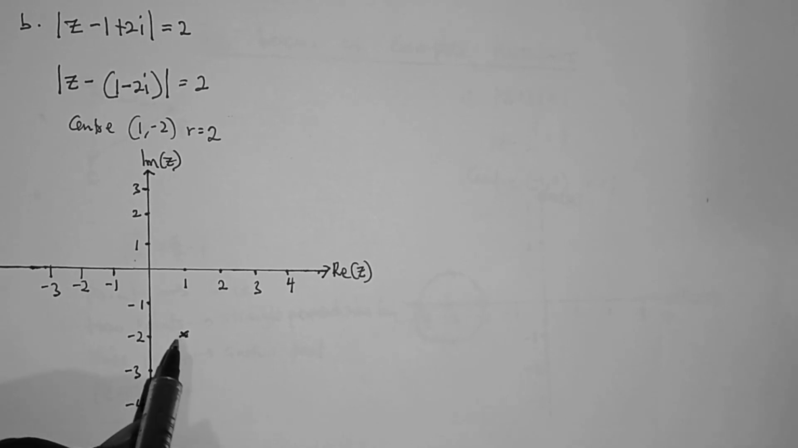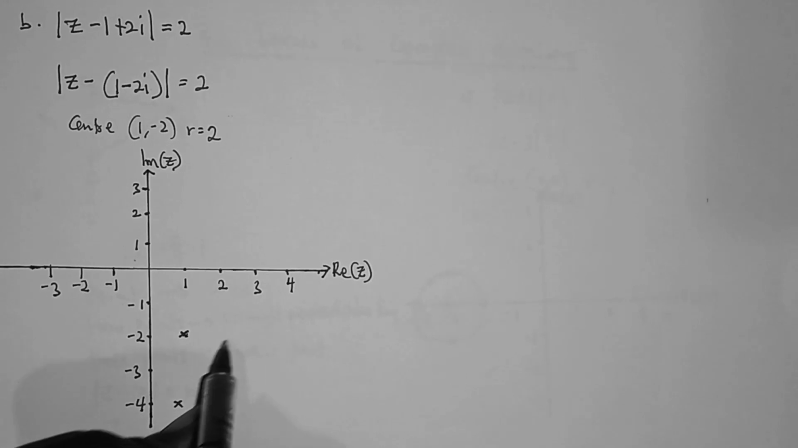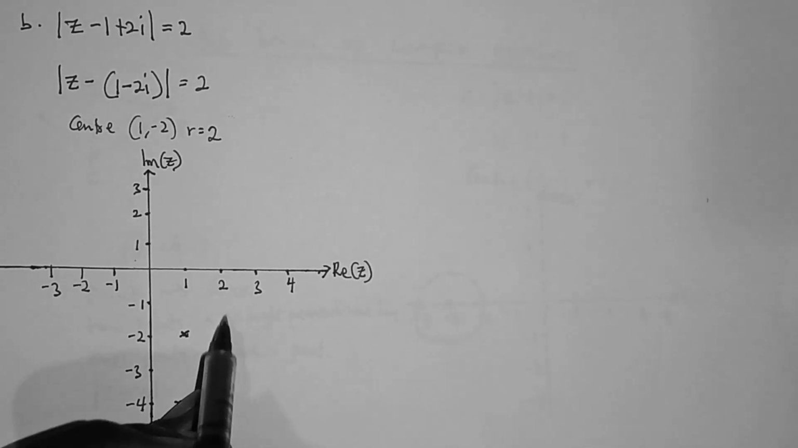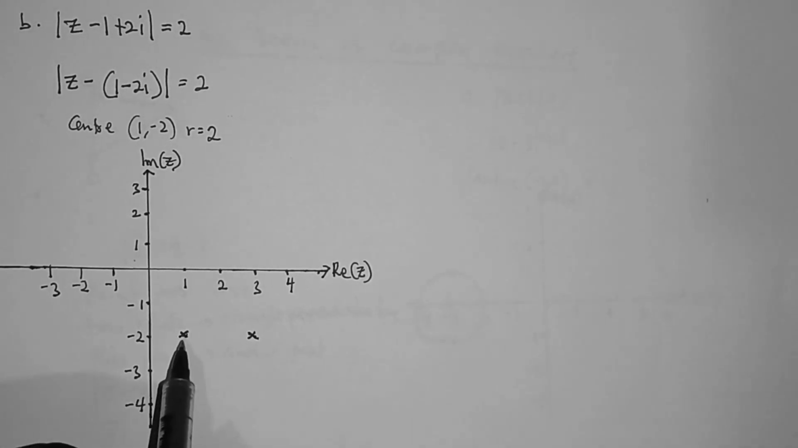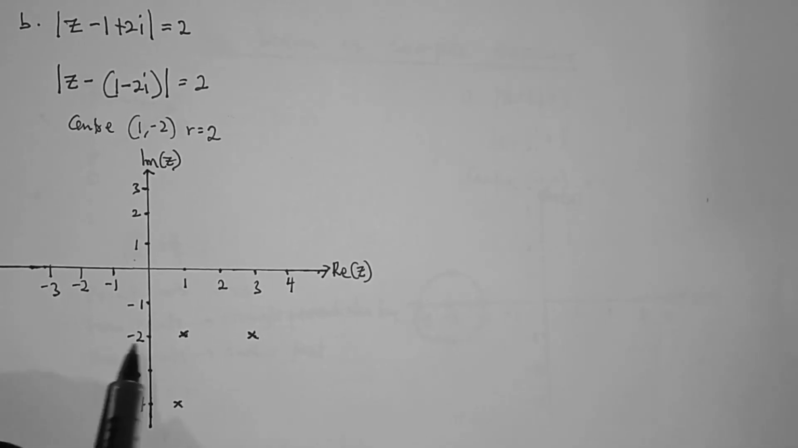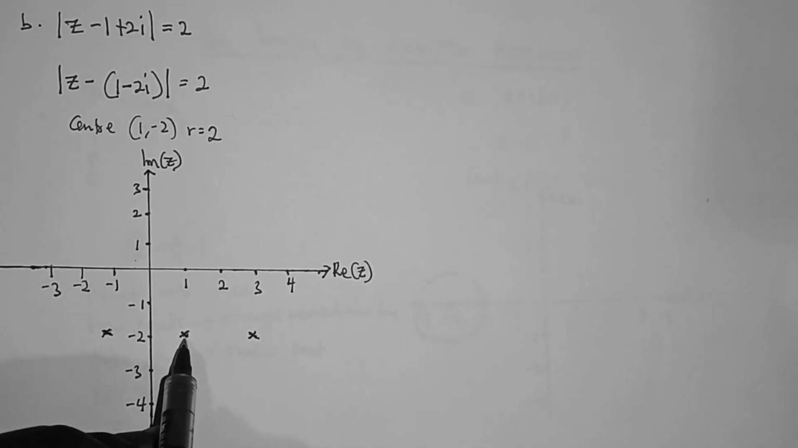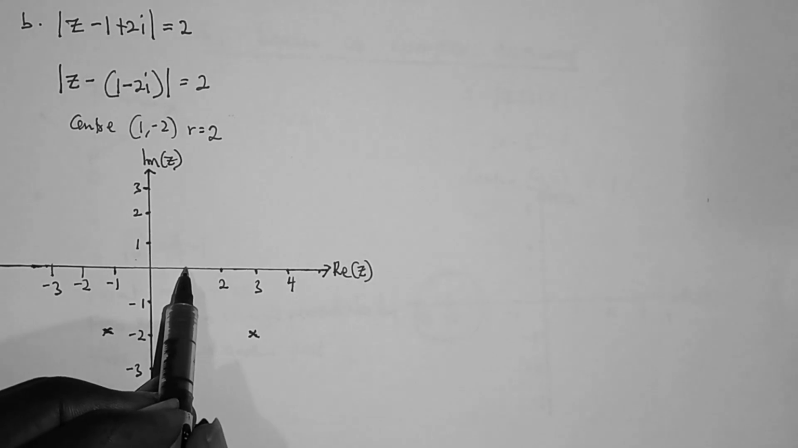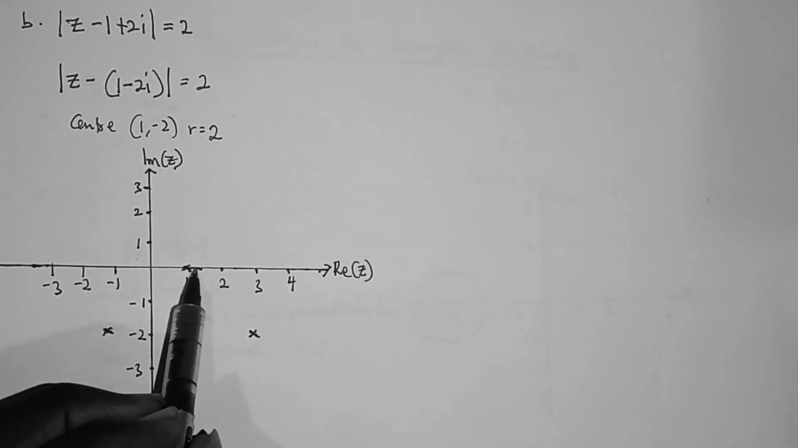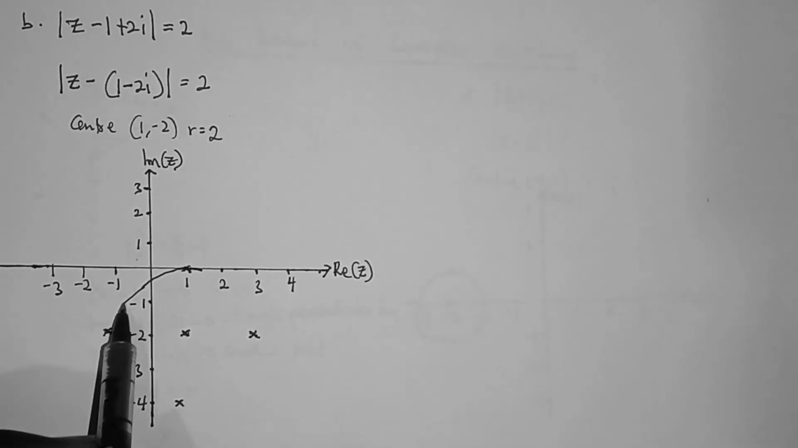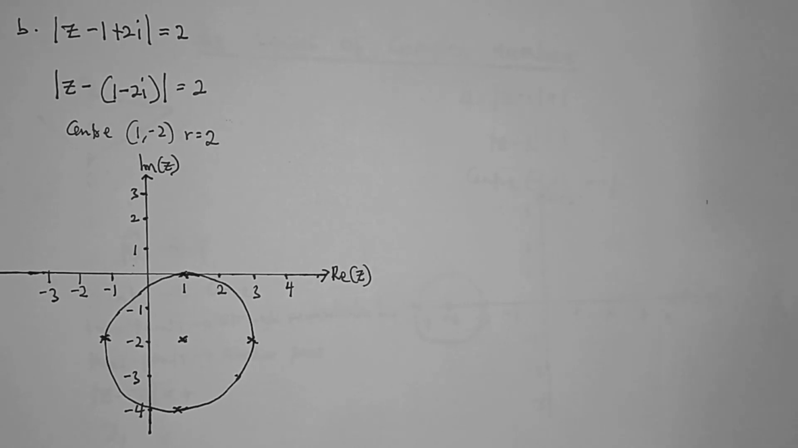So your bottom is 2 units, so 1, 2 will be at minus 4. Then to your right is 2 units, so 1, 2 is going to be at where 3 is. Then to your left is 2 units, so that is going to be at where minus 1 is. Then on top is 2 units, so that is going to be here. If we connect the points together, we are going to form a circle which looks like this. So this is how the locus of this complex number is represented on an Argand diagram.